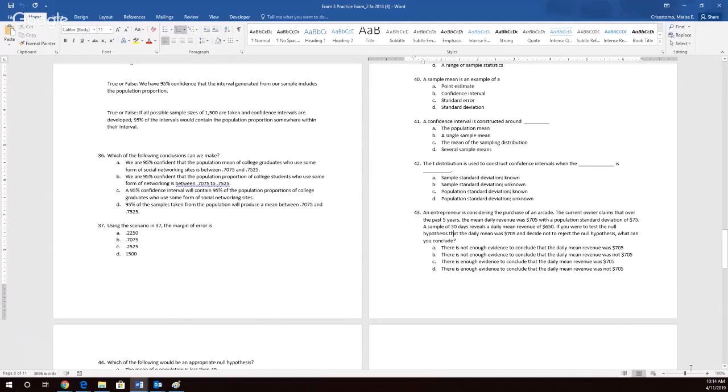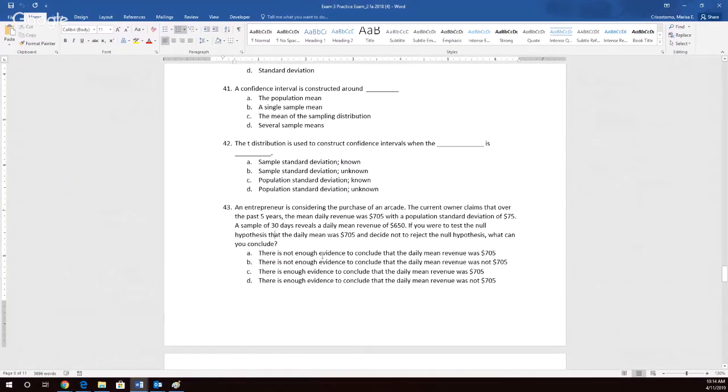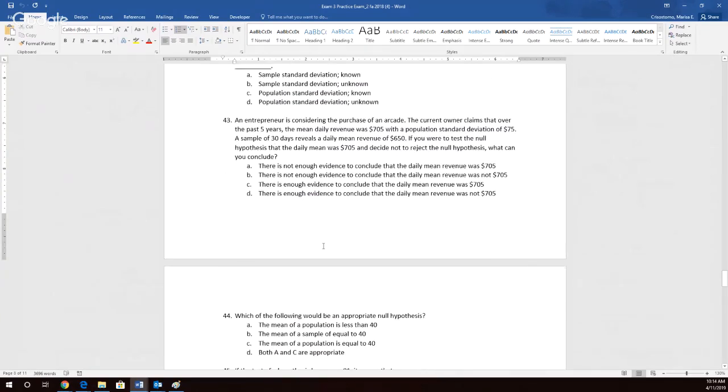at 43. So this is about null hypothesis testing. An entrepreneur is considering the purchase of an arcade. The current owner claims that over the past 5 years, the mean daily revenue was 705 with a population standard deviation of $75. We have a sample of 30 days and we have a mean revenue of 650. If you were to test the null hypothesis that the mean was 705 and decided not to reject the null, what can you conclude? So here's our decision.